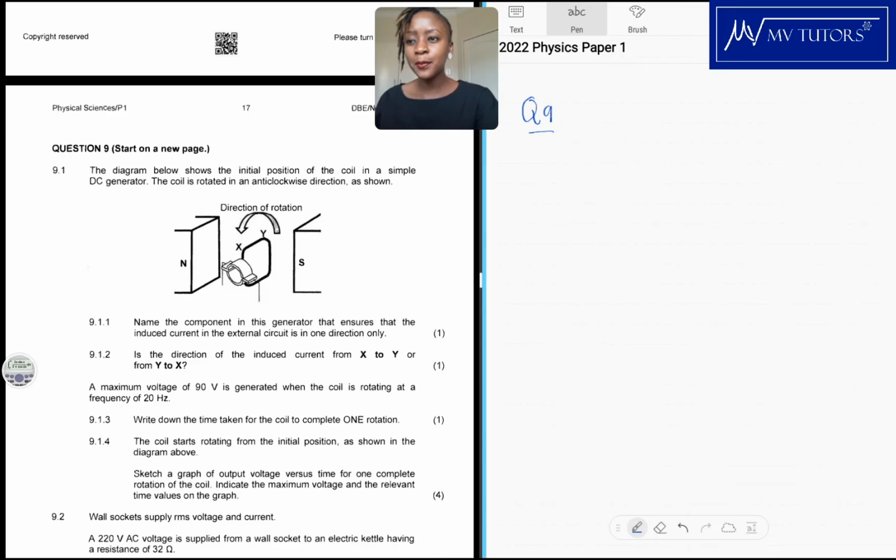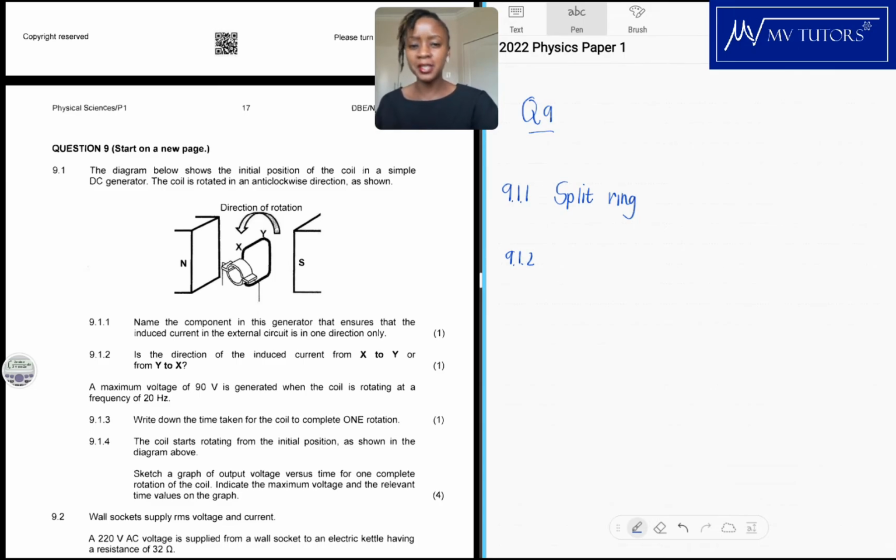9.1.1, name the component in this generator that ensures that the induced current in the external circuit is in one direction only. Alright, I hope you can see it over there, and that is the split ring. Okay, so let's just write it, 9.1.1, that is the split ring. Okay, 9.1.2 is the direction of the induced current from X to Y or from Y to X.